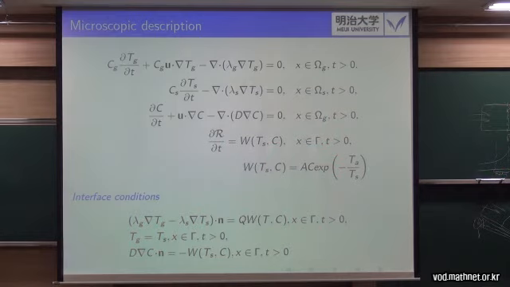So at the boundary between the solid and the gas, we prescribe the following conditions for the temperature and the concentration. Again, Q here represents the heat release.